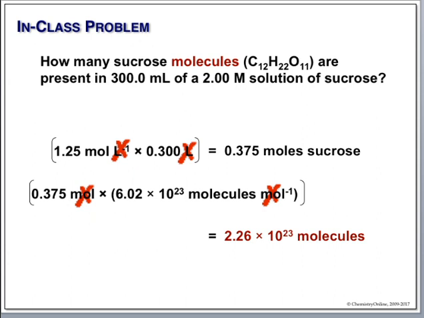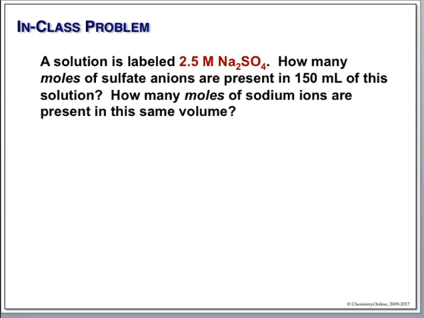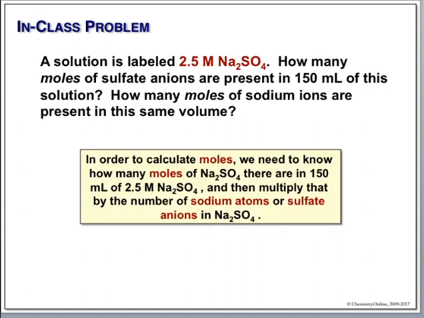Sodium sulfate. We have 2.5 molar sodium sulfate. This is interesting. How many moles of sulfate do we have in 150 mils? And how many moles of sodium ion do we have in that 150 mils? Well, if you think about it, we have a concentration and a volume, so we know how many moles, right? I told you it was important. We have concentration, we have a volume, we know how many moles.